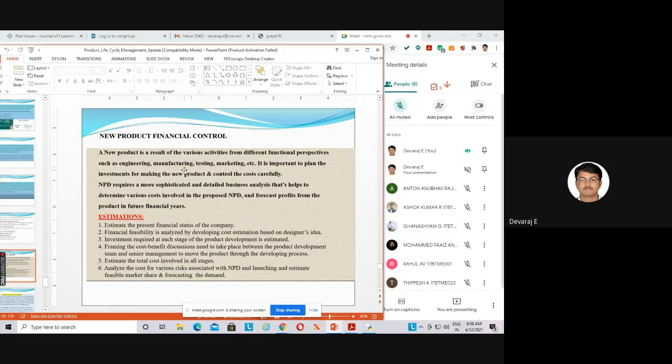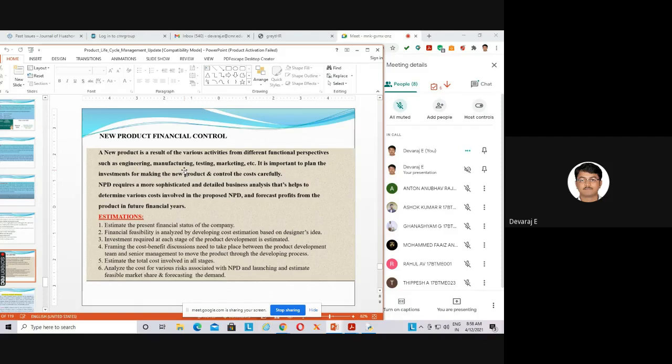If you are developing a new product, you are analyzing how much cost we should invest as a company, how much cost we should invest in the design phase. So for example, once the design is over, then we'll go for analysis.